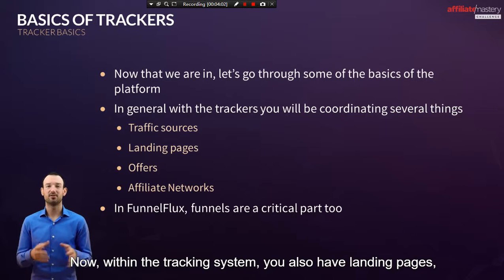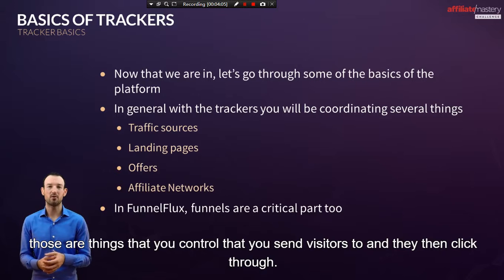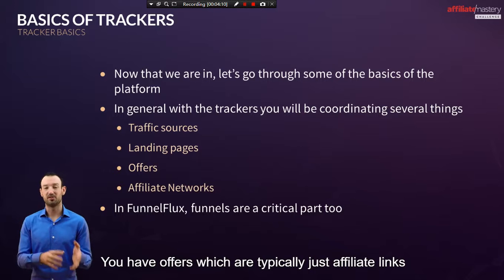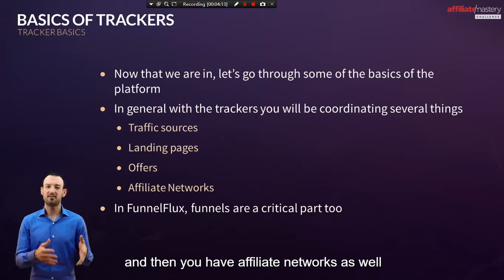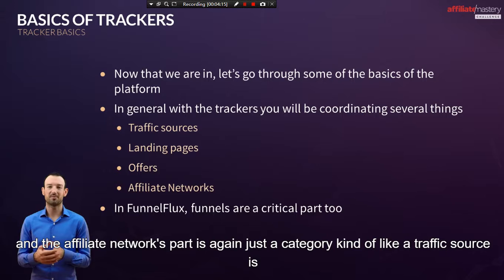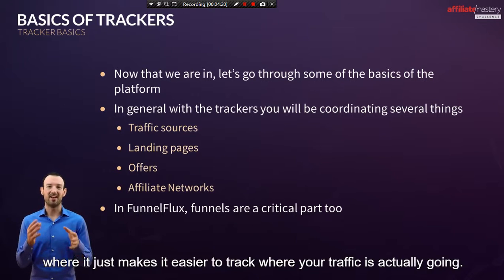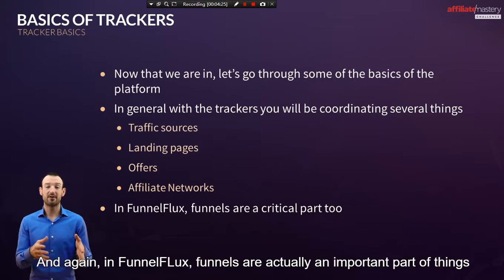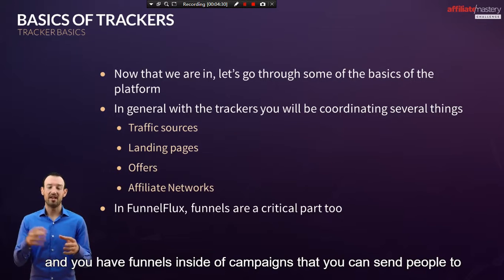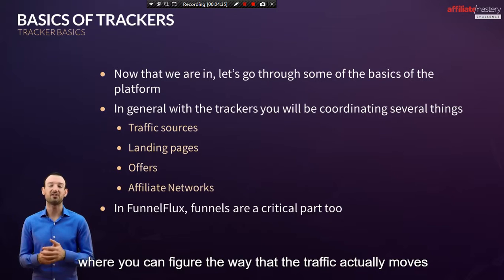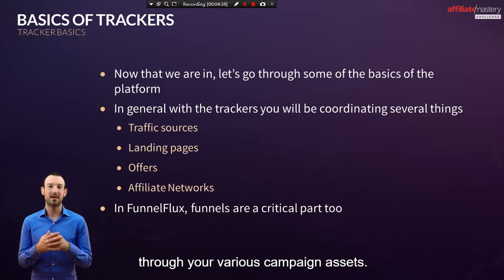Now within the tracking system, you also have landing pages. Those are things that you control, that you send visitors to and then they click through. You have offers, which are typically just affiliate links. And then you have affiliate networks as well. The affiliate networks part is, again, just a category, kind of like traffic sources, where it just makes it easier to track where your traffic is actually going. And again, in Funnelflux, funnels are actually an important part of things. You have funnels inside of campaigns that you can send people to, where you configure the way that the traffic actually moves through your various campaign assets.